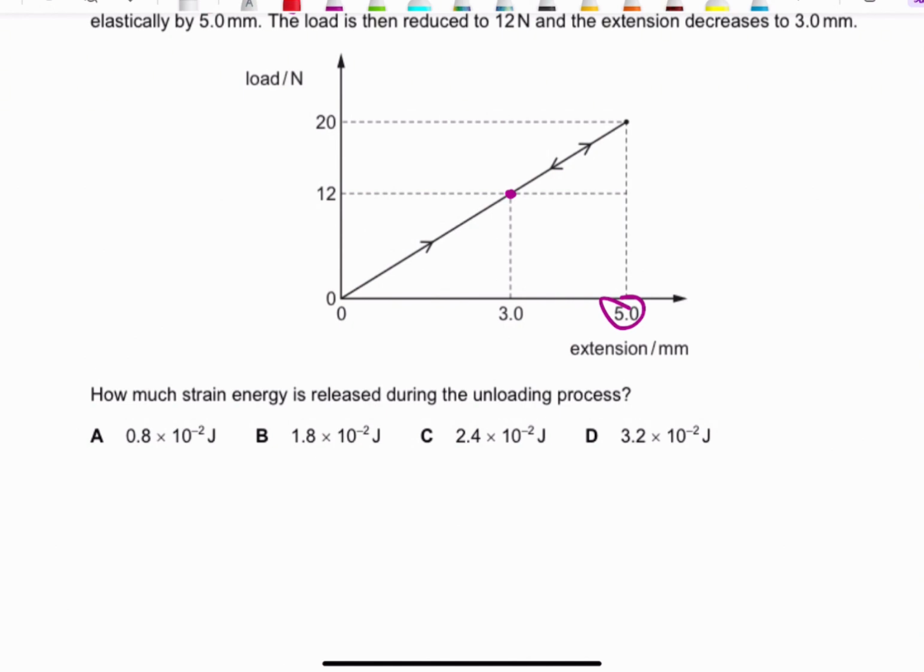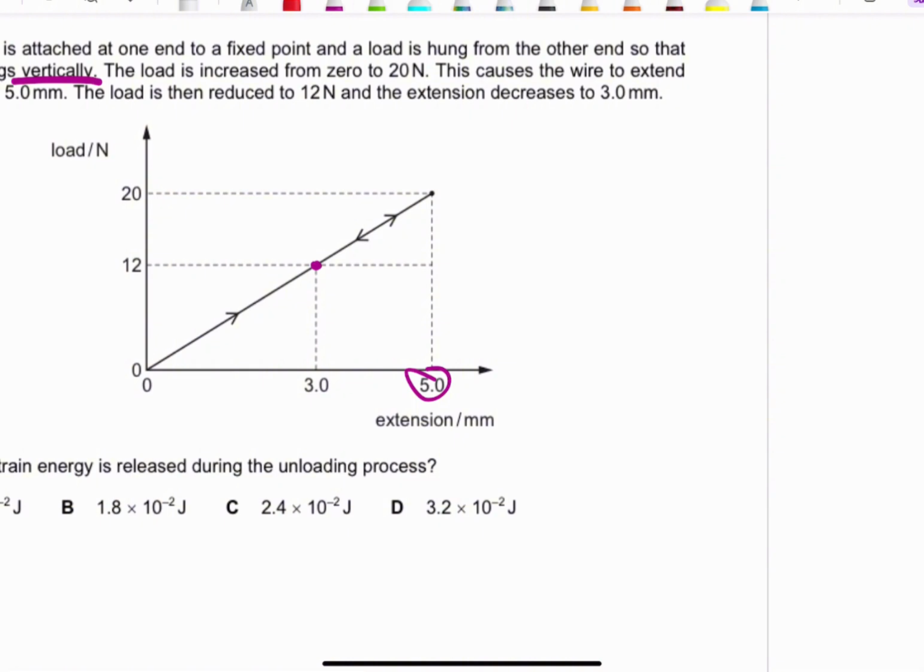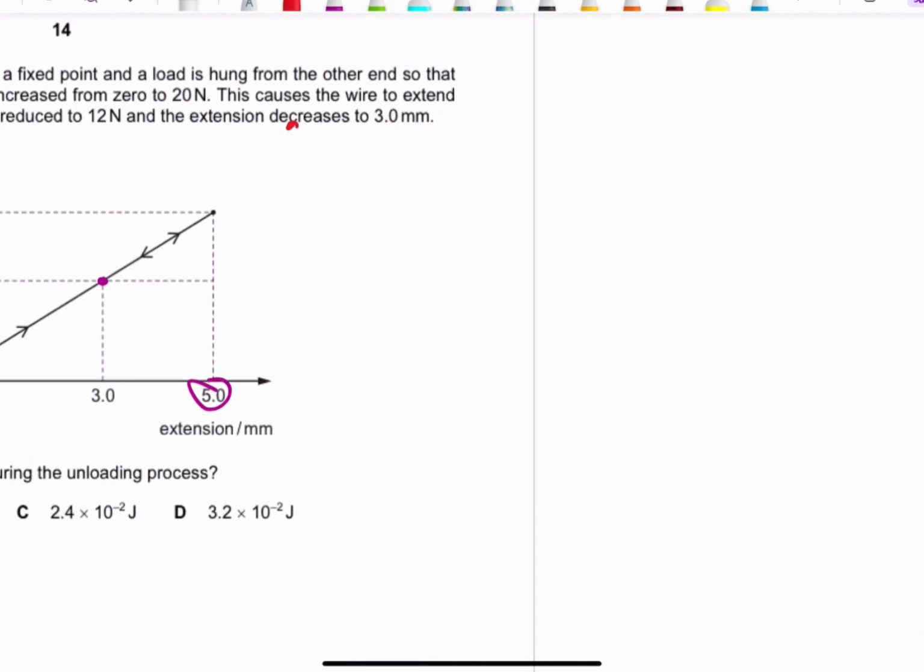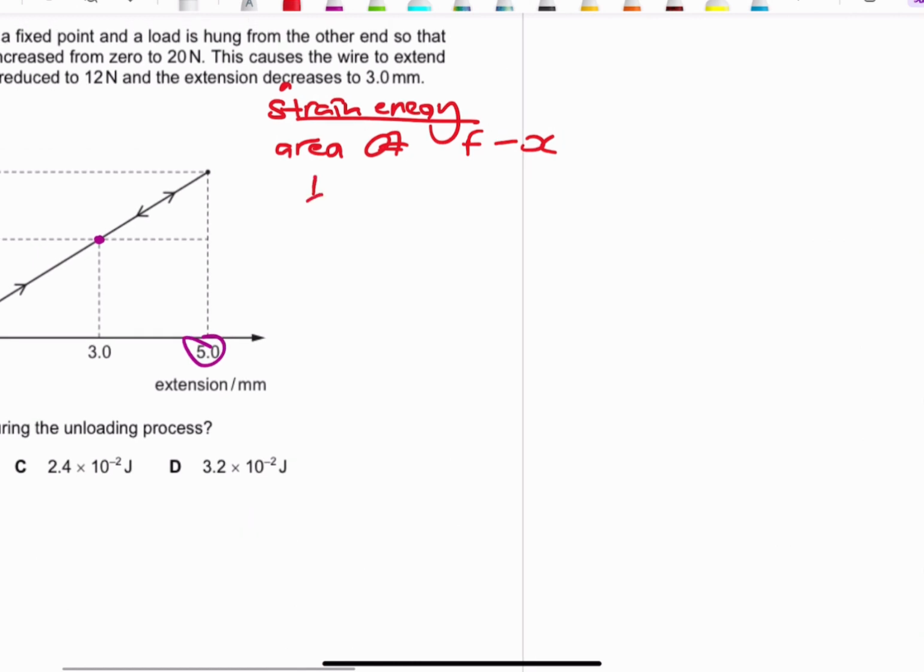So basically there are two methods. The first method, you can find the area underneath this region, that trapezium. But I'm going to go through a much easier step that's going to just make sense, because you have to understand these things fundamentally. So strain energy is essentially the area of a force extension graph. So it's basically half F multiplied by X.